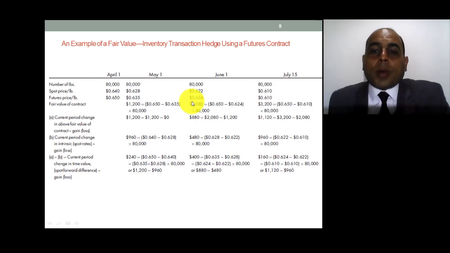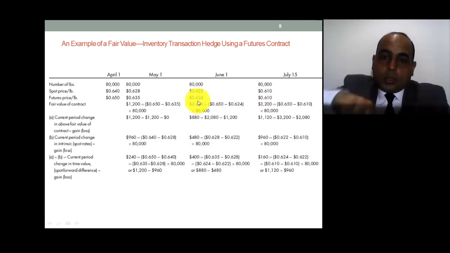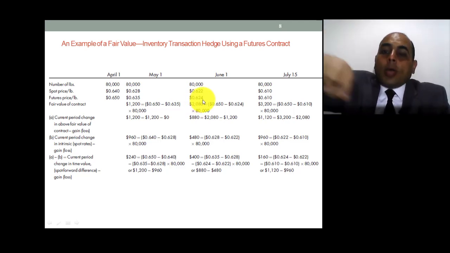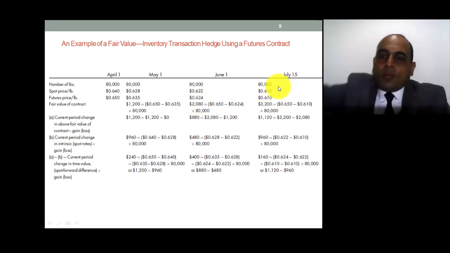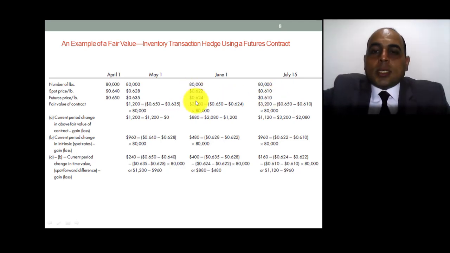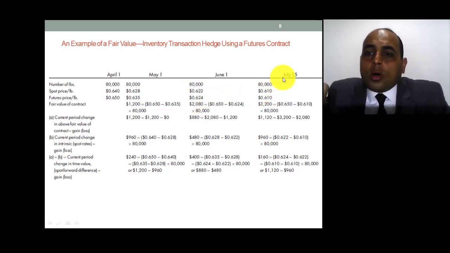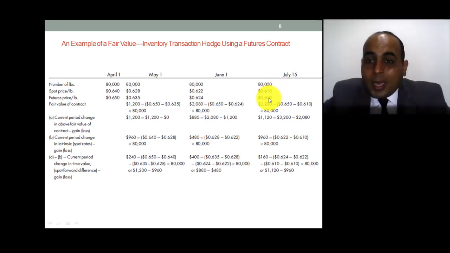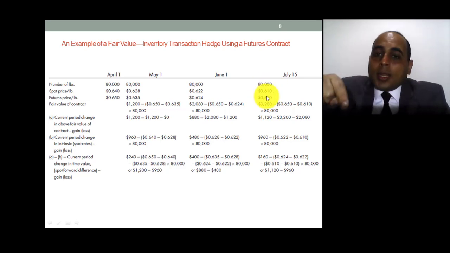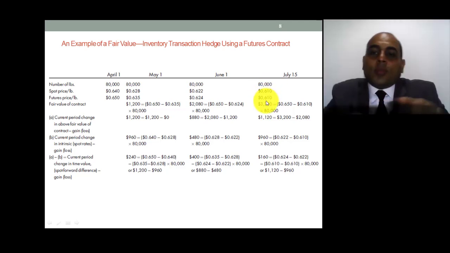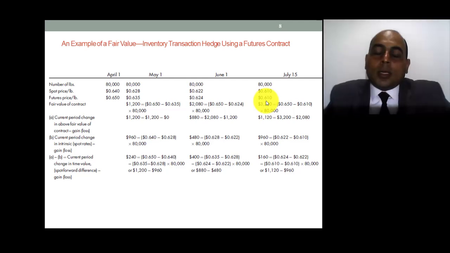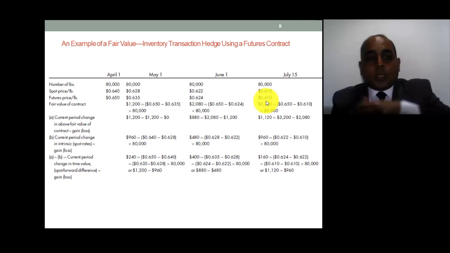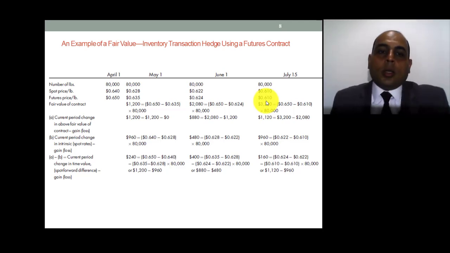The future price on June 1st to settle the same contract on July 15 is 0.624. Here on July 15, the future rate equals the spot rate. It doesn't make sense to have different prices on the same date. On July 15, the spot rate equals the future price.